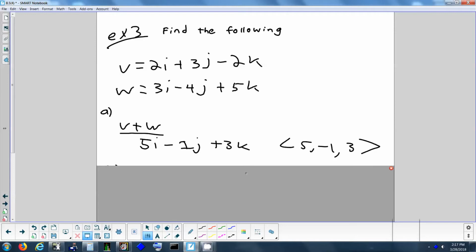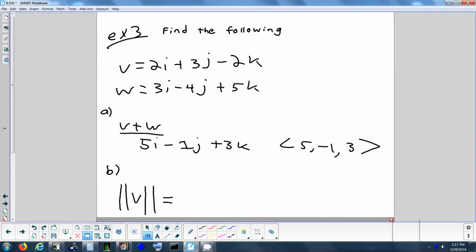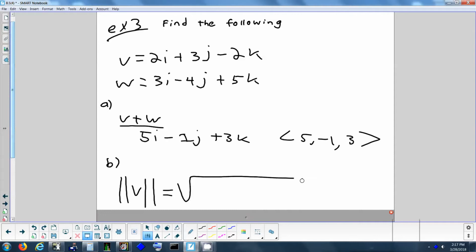Okay, so there's a sum. Let's find the magnitude of v. Shauna, can you tell me how I would set that up? You have to do the square root of 2 squared, which is 4. 3 squared, which is 9. And -2 squared, which is 4. And then add them. Yeah. So we're going to add those up. So the magnitude of that is going to be square root of 17. Any question on part B?